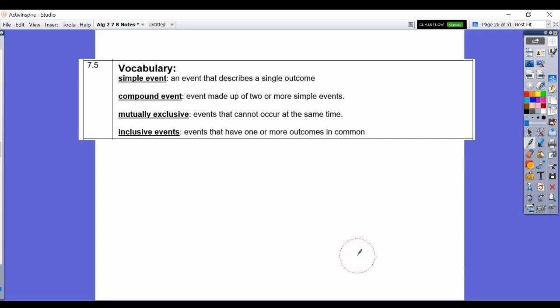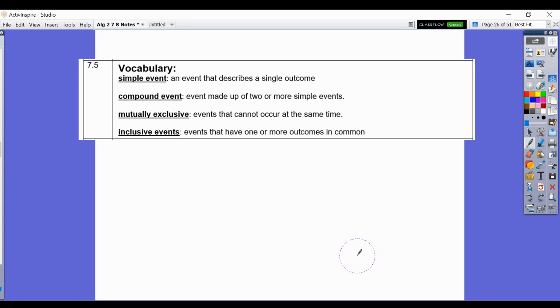So first of all, a simple event is mostly the probability that we've been finding, an event that describes a single outcome. So the probability of rolling a 3 on a dice, or the probability of being late given that you're on route C, or any of those other probabilities. That's still a single outcome event. A compound event is an event made up of two or more simple events. So we're going to look at those for the rest of this lesson.